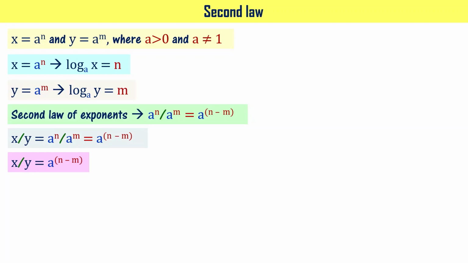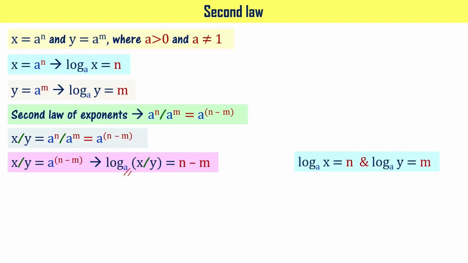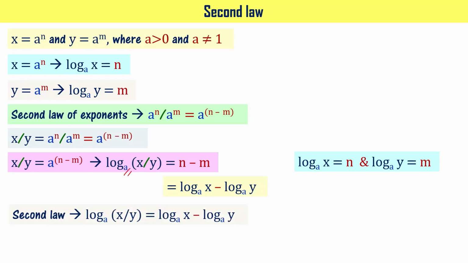If I apply log on this, then it can be written as log of x by y to the base a equal to n minus m. You have already seen log of x to the base a equal to n and log of y to the base a equal to m. Let's substitute these two into the previous equation so that you can arrive at the second law of logarithms, that is log of x by y to the base a equal to log of x to the base a minus log of y to the base a. Please take a note of this law.